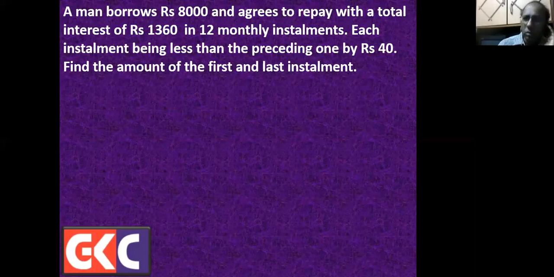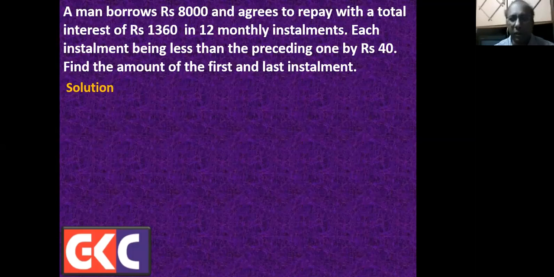A man borrows and agrees to repay with a total interest of rupees 1360 in 12 monthly installments, each installment being less than the preceding one by rupees 40. Find the amount of the first and last installment. Try and understand this question carefully.